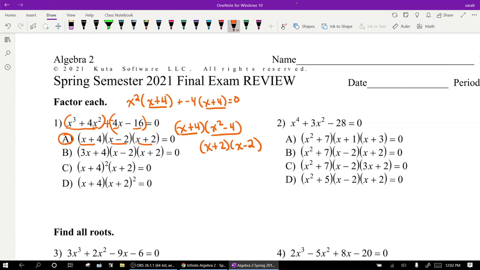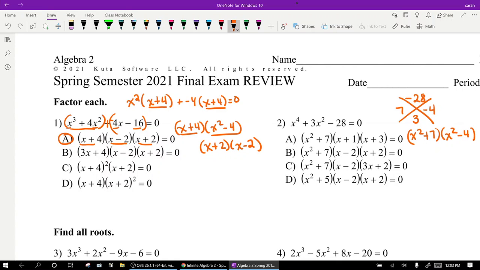For number 2, I noticed that I only have 3 terms here, and fortunately my x to the 4th and x squared is going to work just like a quadratic. So I need to find two numbers that multiply together to get negative 28 and add together to get 3. How about positive 7 and negative 4? That will get me the numbers that I need. So that's going to equal x squared plus 7 times x squared minus 4.